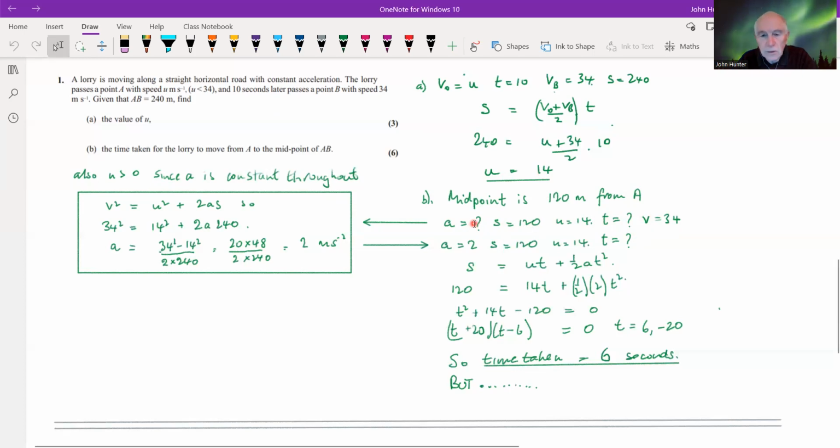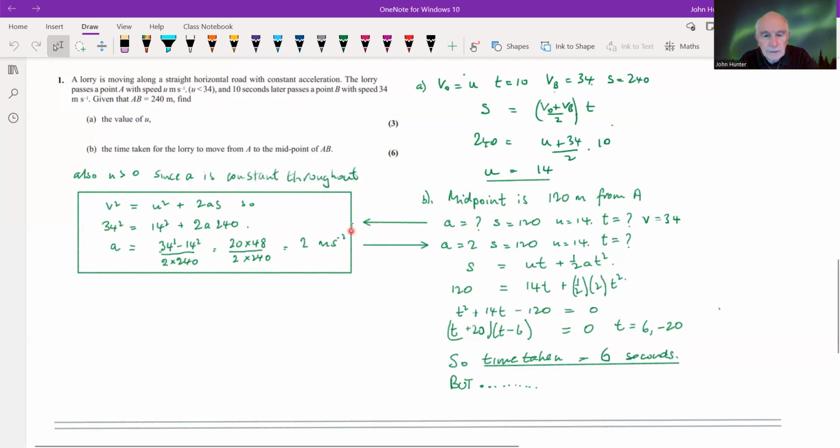Now we want to know a. Well, we want to know t, I should say, I beg your pardon. So what are we going to do? We could probably do this, but I've done it this way anyway. I've basically said, let's find the acceleration.